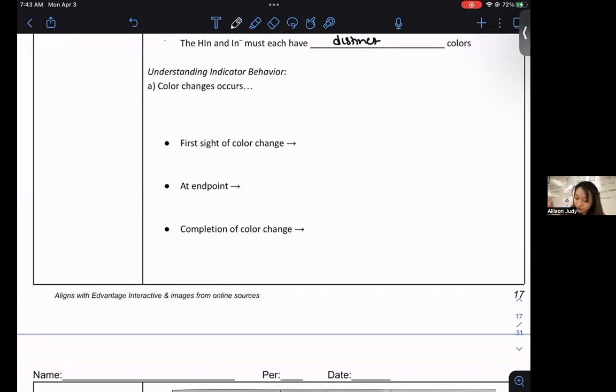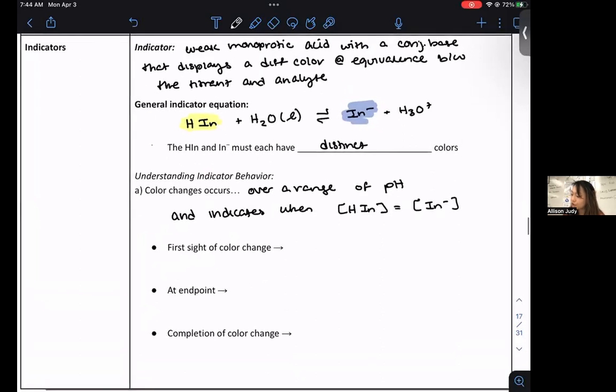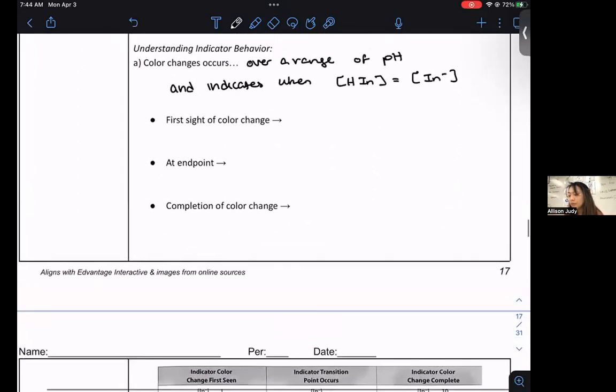Well, first and foremost, color change occurs over a range of pH values, and indicates when the concentration of protonated indicator is equal to the concentration of deprotonated indicator, because we're in a 1-to-1 monoprotic ratio. And so initially, what I mean by it occurs over a range, because you're like, no, it doesn't. Well, when you do a titration, you'll see this, as well as if you look up a video of titration or you watch my demo carefully, you'll see that we see flashes of color change, but it doesn't stay very long.